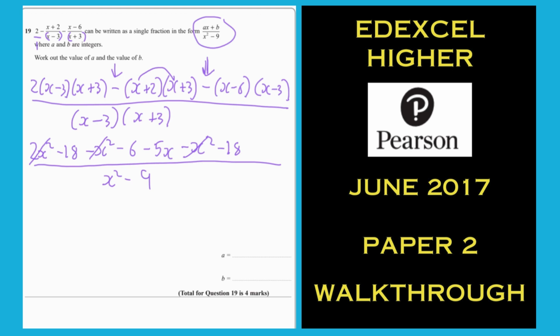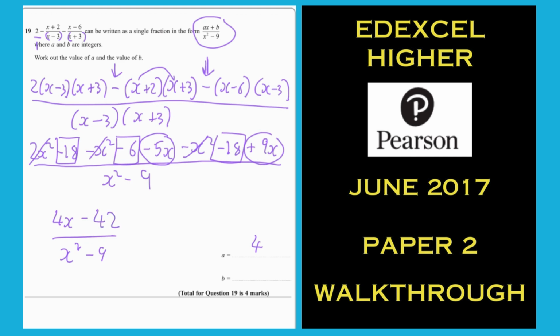-6x minus 3x is -9x, plus 9x. And now we just tidy up what's on top. So x terms, I've got -5x plus 9x gives me 4x. So a is 4. Then I've got -18, -6 is -22, -24, sorry. -18 takes me to -42. And that's my value of b.